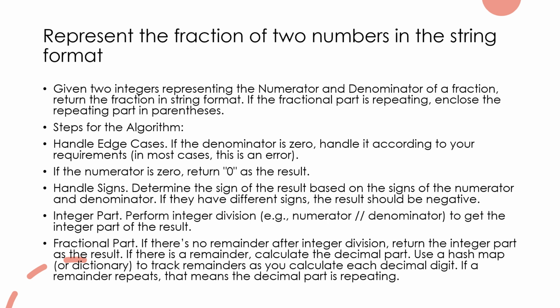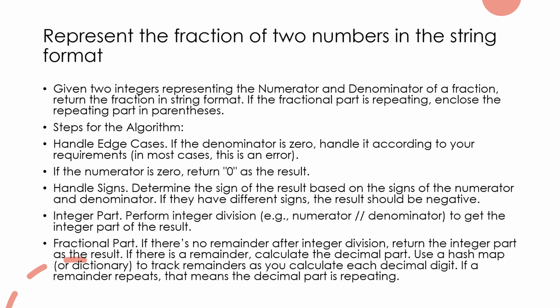Steps for the algorithm. Handle edge cases. If the denominator is 0, handle it according to your requirements. In most cases, this is an error. If the numerator is 0, return 0 as the result. Handle signs. Determine the sign of the result based on the signs of the numerator and denominator. If they have different signs, the result should be negative.